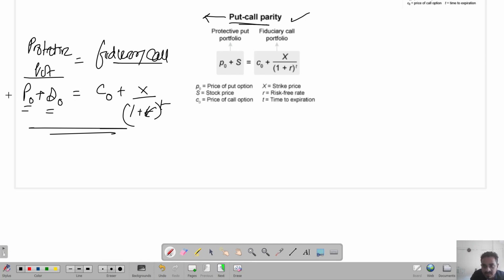Now you have to understand the strike price of the put option, that is your X, and the strike price of the call option should all be the same. Now let me help you with an example.